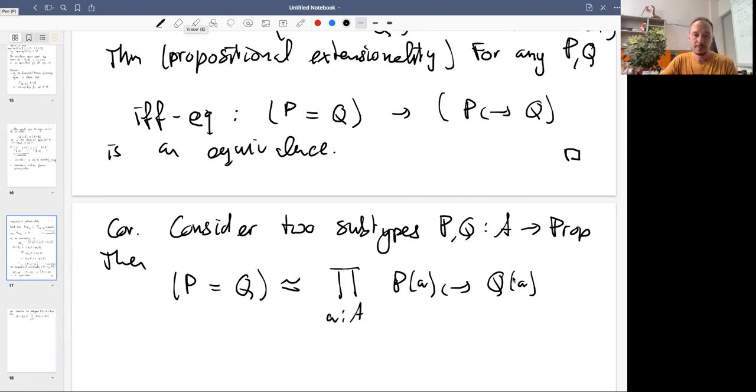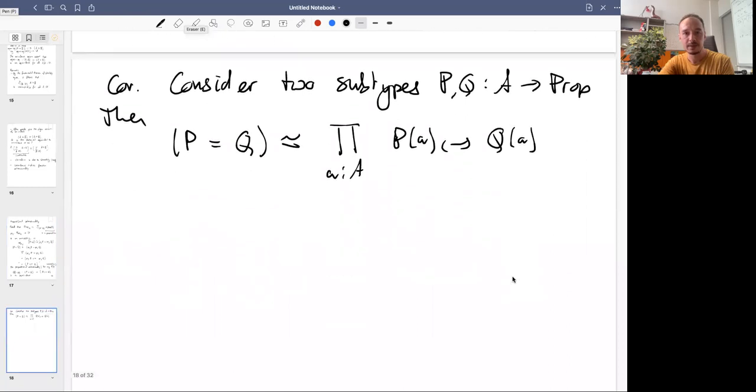So what is this saying? It's saying that the type of identifications of two subtypes, they are equal if and only if they contain exactly the same elements. That's what this is saying. And this is, of course, completely natural. So let's give the proof.